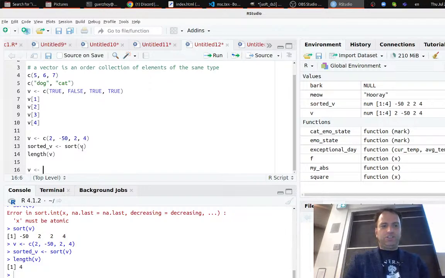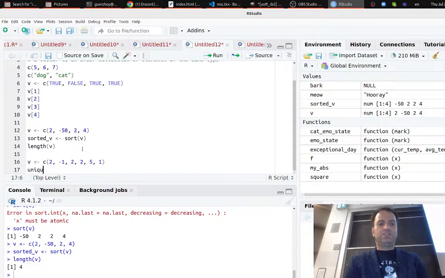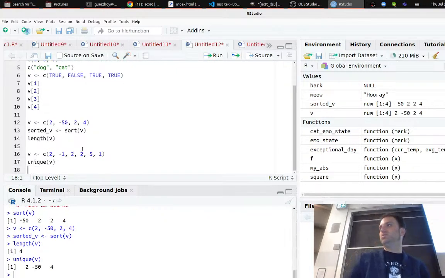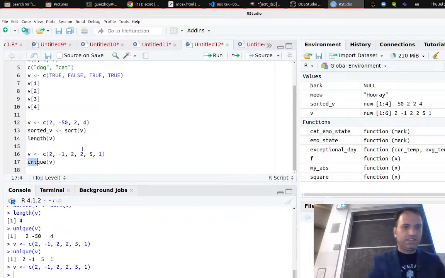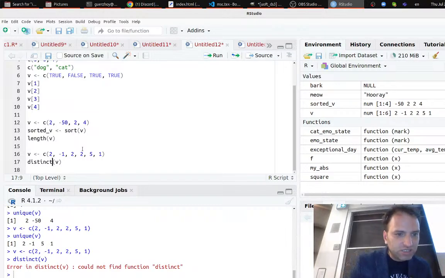So if you have a vector like this, where you have repeated elements, you can have another vector that's just the unique elements. And that's not this vector. What's going on? Oh, distinct. Not distinct? Okay, I'm confused. No, like unique should work. I don't know what this problem is.